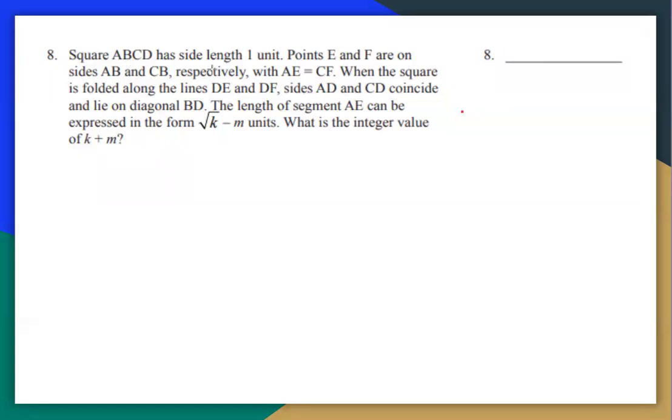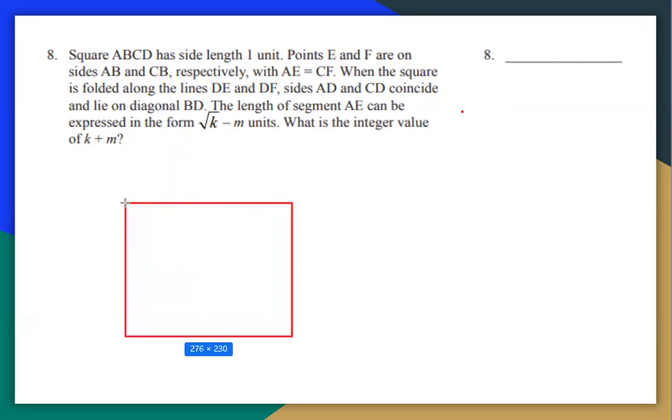There's a square ABCD, side length is 1. So let's start with that. And E and F are on the sides AB and CB. So maybe we should label those. I'll say this is A, B, C, and D.